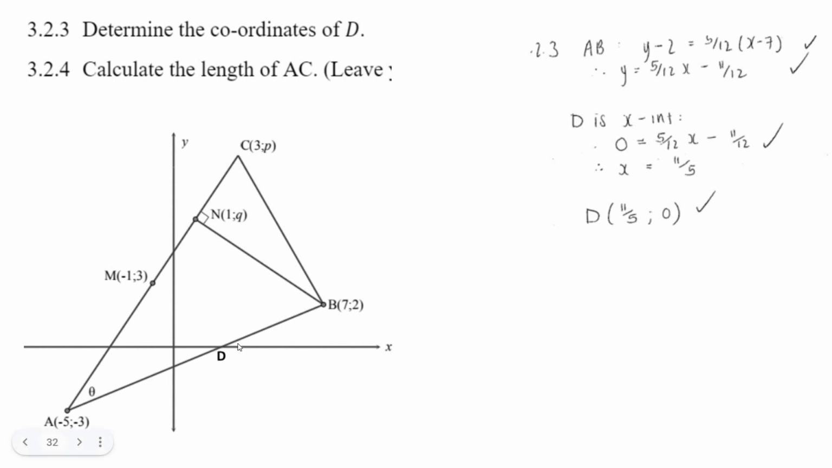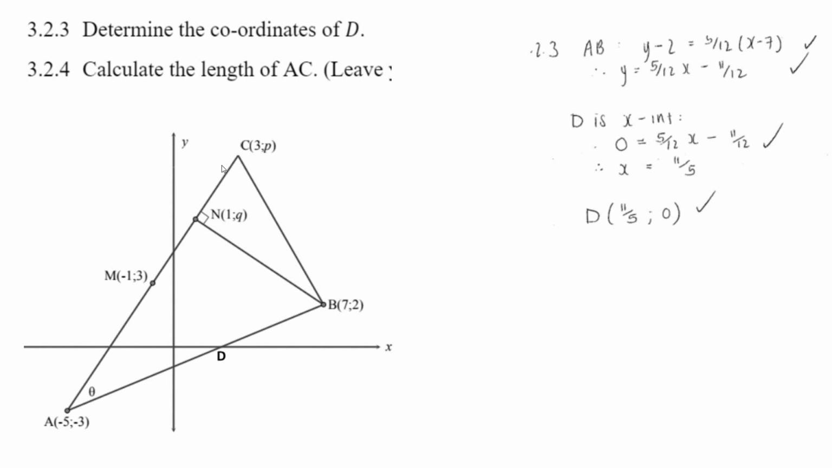Now D is the x-intercept, so we just let y equal 0. Well, we multiply everything by 12. We get 5x minus 11 equals 0. Add 11, divide by 5. You just solve this carefully. And you get rid of the fractions by multiplying everything by 12. That makes it easy. 5x equals 11. Then divide by 5, and you get x is 11 over 5. So there you go. D must be 11 over 5 and 0.